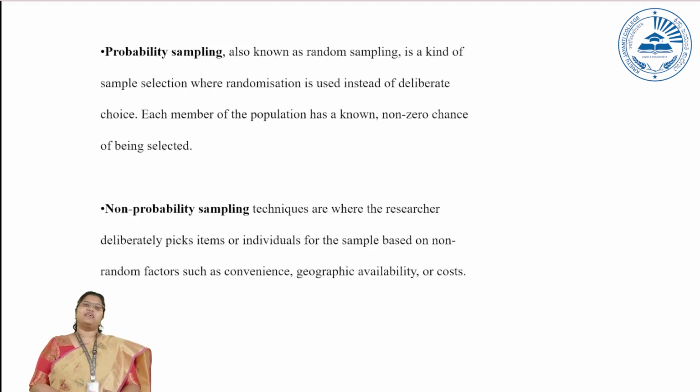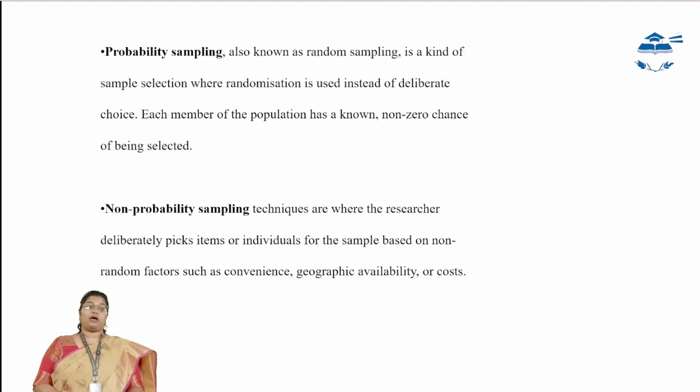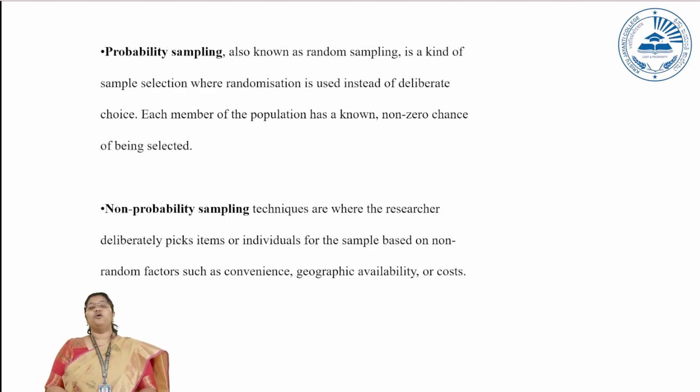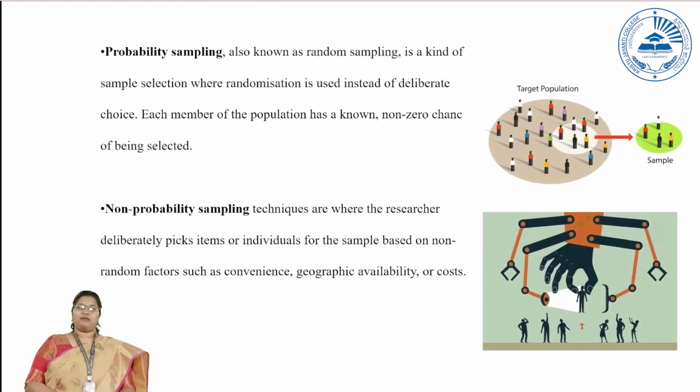The second sampling technique is non-probability sampling, where we choose every element in the sample on the basis of certain criteria. It can be related to convenience, it can be related to geographical availability, it can be related to age, gender, cost, or any other parameters. So it depends upon the researcher and the study that he is going to do as to which sampling technique he wants to take, whether he wants to go for probability sampling or he wants to go for non-probability sampling.